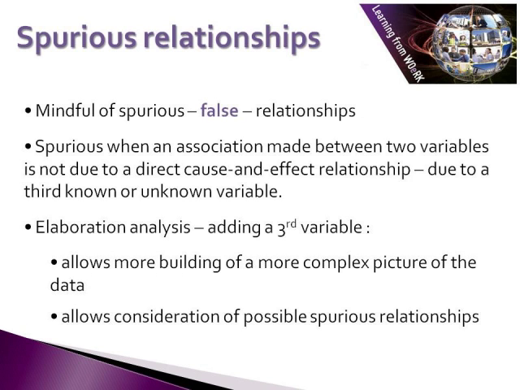When we're dealing with this kind of analysis, we always have to be mindful of what we call spurious or false relationships. Spurious relationships are when an association has been made between two variables that is actually not due to a direct cause and effect relationship, but is actually due to a third known or unknown variable. With elaboration analysis, if we add a third variable, it actually allows us to build a more complex picture of data, and it allows us to consider possible spurious relationships as well. So it almost enables us to test for spurious relationships too.